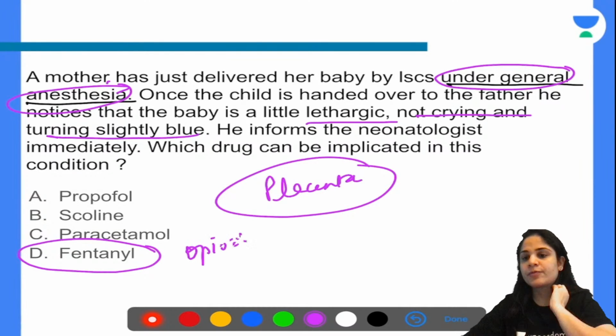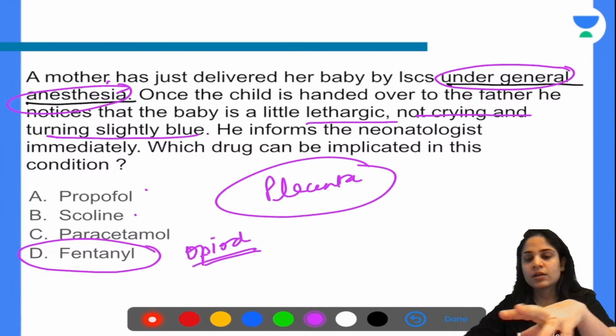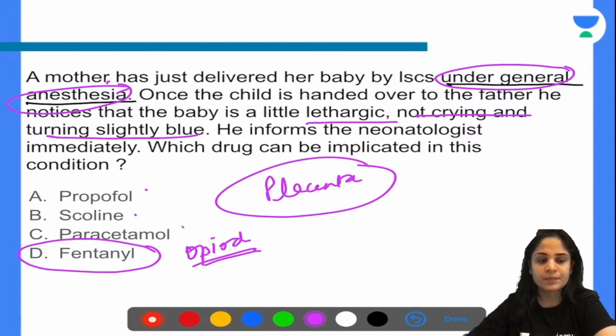Now, propofol gets metabolized in the body very quickly, so it does not act for a very long time. Scoline again is a very short acting drug and it does not cause any problems in reaching the child. Paracetamol will not cause lethargy. So opioids are the only thing that is highly lipid soluble, easily crosses the placenta and goes inside the child, and causes respiratory depression. All right. Moving on to the next question.